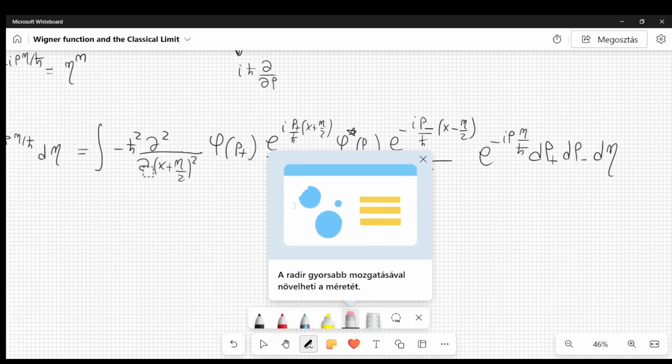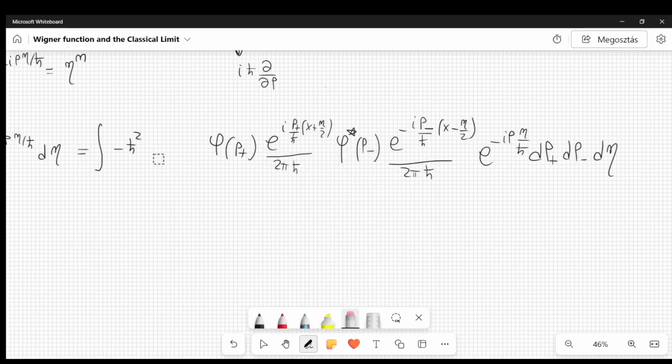Let me change it in here. I will erase the second derivative and replace that with i p plus over h bar, all squared, right? When we square it, we have a factor of -1 that will cancel this minus, and this h bar will cancel this h bar squared. So we are left with p plus squared.